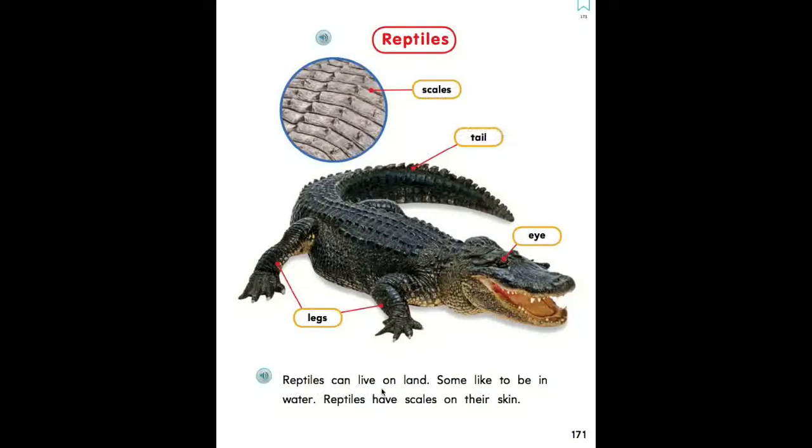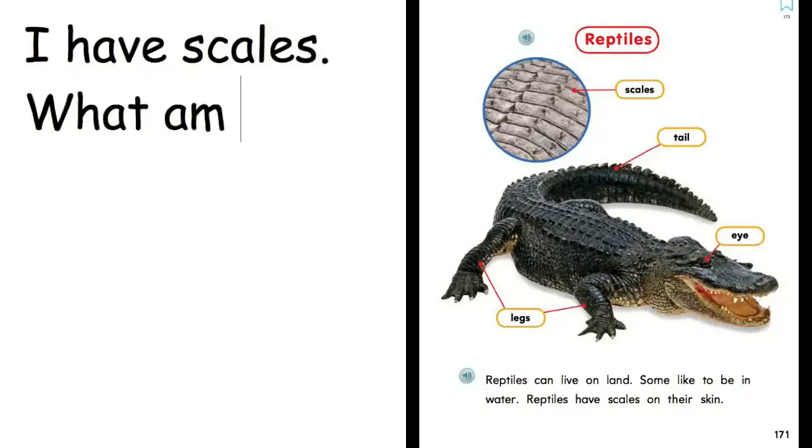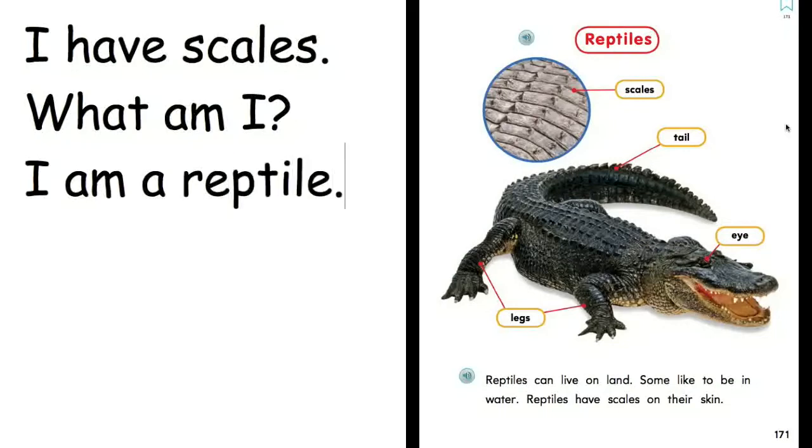Let's read. Reptiles can live on land. Some like to be in water. Reptiles have scales on their skin. So we could write a riddle. We could say, I have scales. What am I? And you could say, I am a reptile. Very good. So that's what we would write.